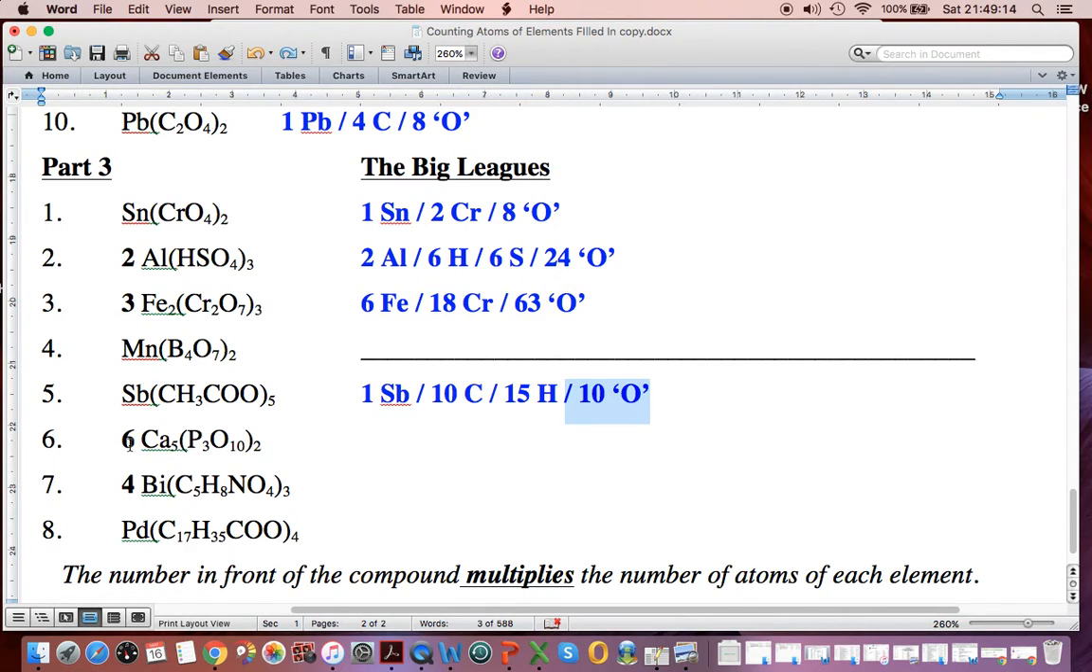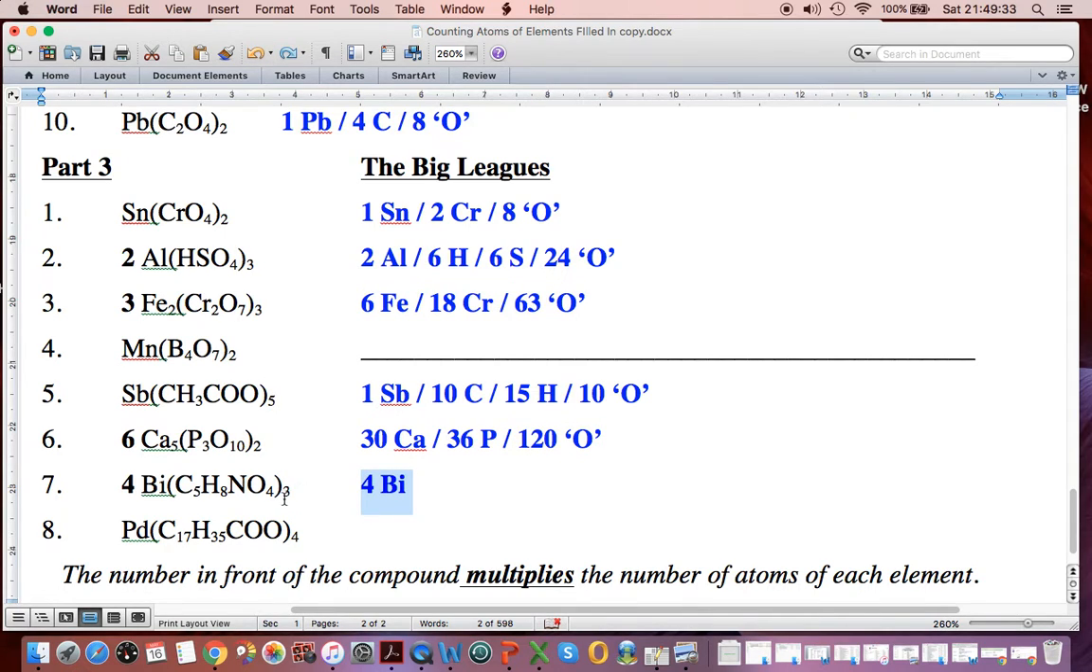We look at this. We have 5 calciums. Multiply by 6 is 30. We have 3 times 2, that's 6 phosphorus. Now we multiply by 6, 36. 2 times 10 is 20. Now we multiply by 6. We get our 120. 4 bismuth, that's a piece of cake.